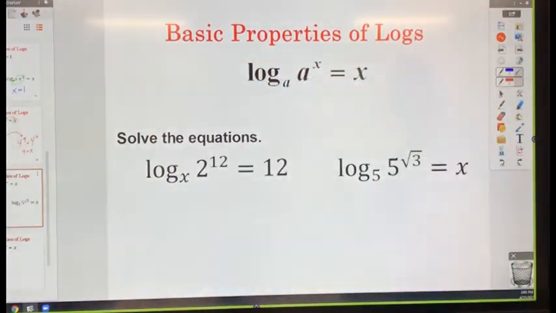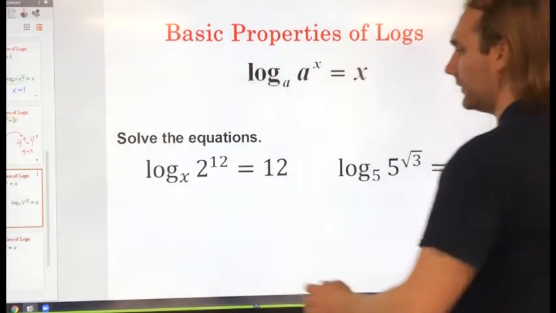Now, let's use that same property, solve these equations. Log base x of 2 to the 12th power equals 12, and log base 5 of 5 to the square root of 3 equals x. I'll give you a couple of seconds. So let's see.